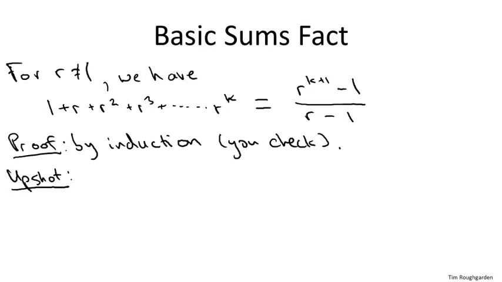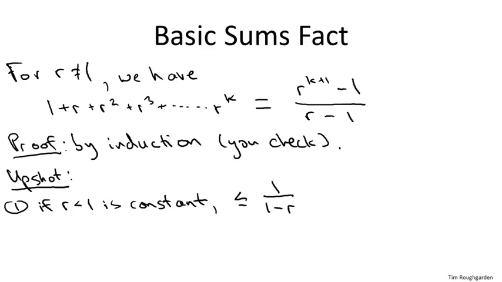So in the notation in this slide, we have two upshots. First of all, for the case when r is less than 1, this expression on the right-hand side, r to the k plus 1 minus 1 over r minus 1, can be upper bounded by 1 over 1 minus r. So again, remember, you might want to have a canonical value of r in mind here, namely 1/2. So what we're claiming here is that the right-hand side is no more than 2 for the case of r equal 1/2. And that's easy to see if you think about 1 plus 1/2 plus 1/4 plus 1/8 and so on. That sum is converging to 2 as k grows large.